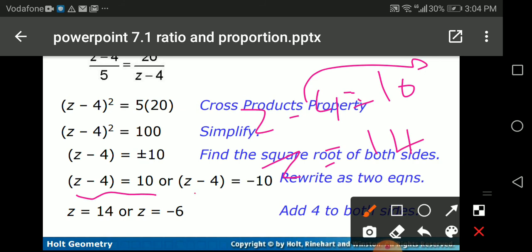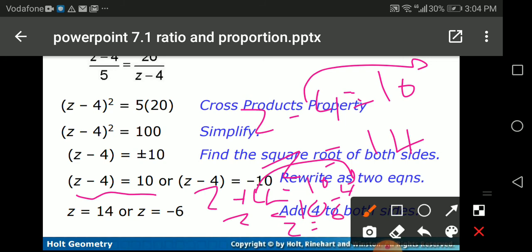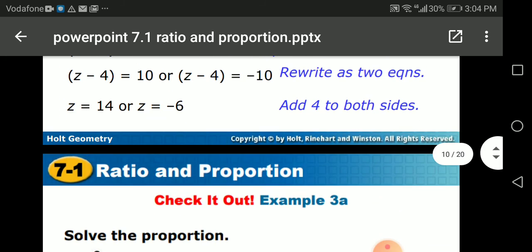But I can say also z plus 4 equals negative 10. So here positive 4 goes to the other side with negative, so it will be negative 10 minus 4, so z equals negative 14.